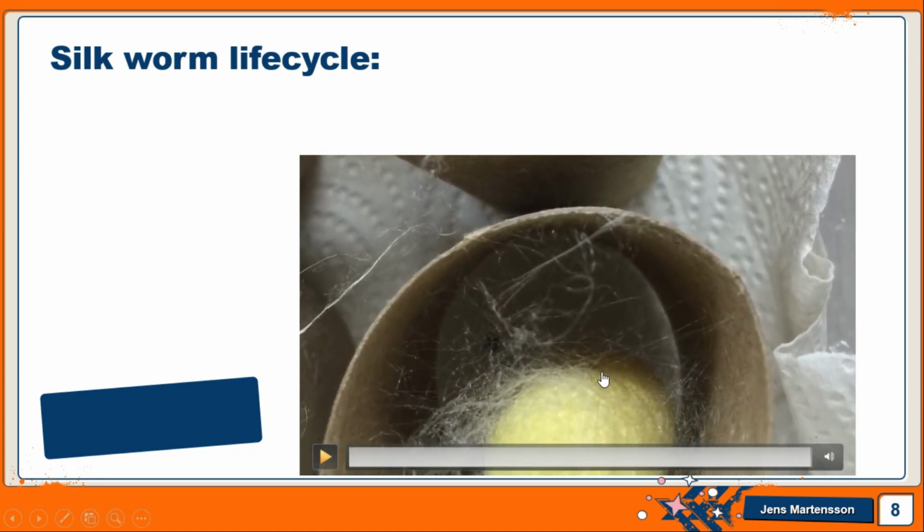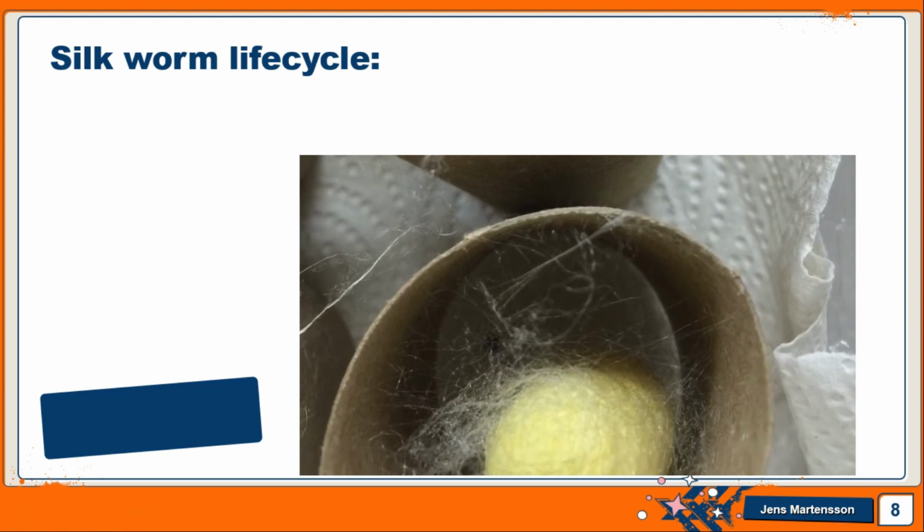So finally, from this cocoon, after a few days, after a few weeks, you will see a silk moth come out. This is the life cycle of the silkworm, the four different stages of life.